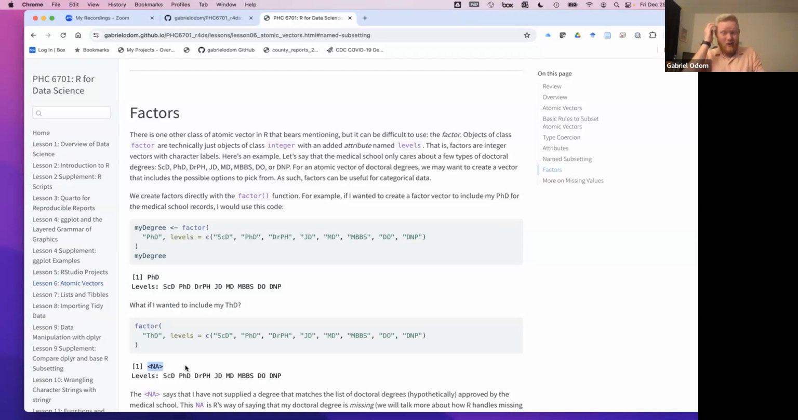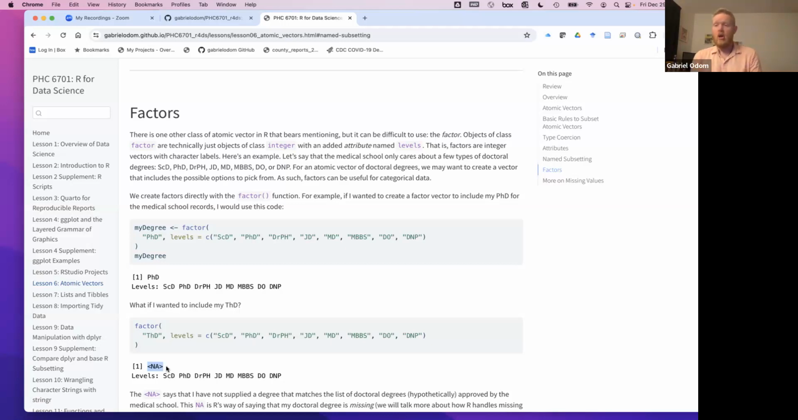Well, it's going to say, well, you gave me a degree, but it's not one of the degrees that belong to my list. So therefore, I don't know what you mean. I don't know what this thing is. Therefore, I'm going to represent it with I don't know. That is, so NA, if you see NA in R, that means I don't know.